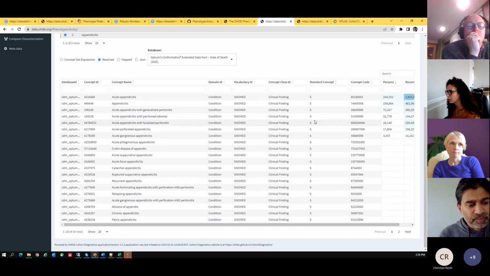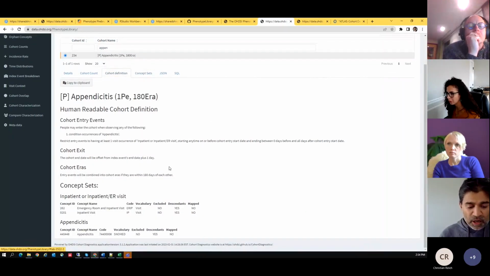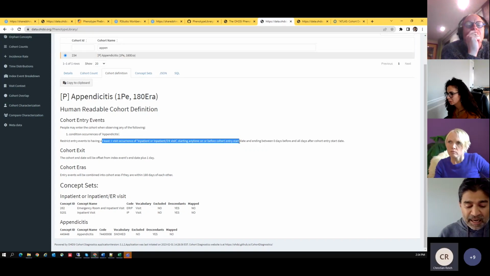Okay, Gowtham, so it's people in this case with this list of codes. That's your definition, your entry criteria? Do you have any exclusions or inclusions? Can you go back? I do not. I do have a rule. It's not enough that you just have the diagnosis. You have to have the diagnosis in an inpatient or an inpatient ER setting.